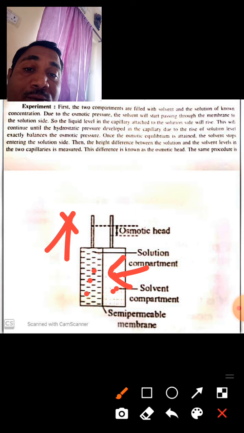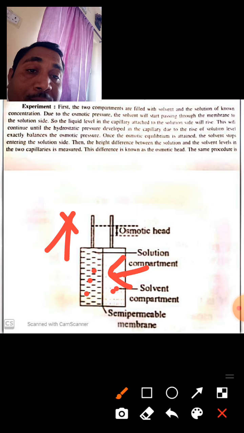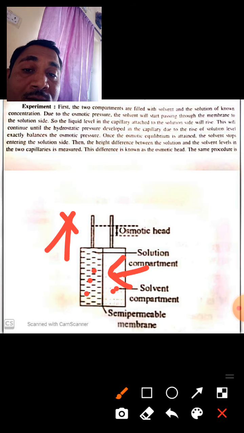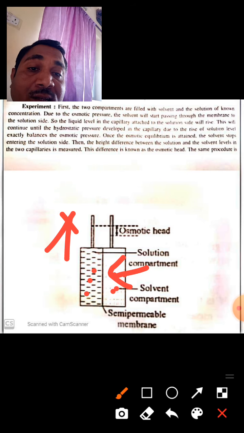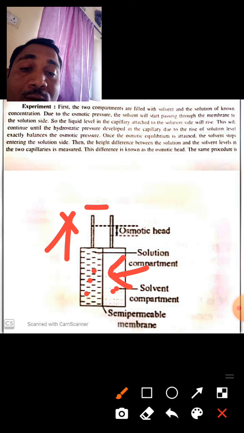This will continue until the hydrostatic pressure developed in the capillary, due to the rise in the solution level, exactly balances the osmotic pressure. Once the osmotic equilibrium is attained, the solvent stops entering the solution side.